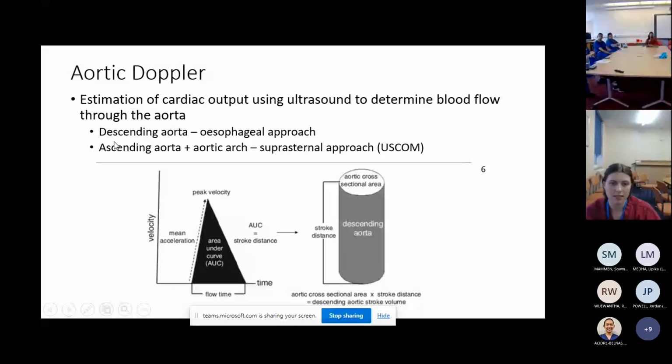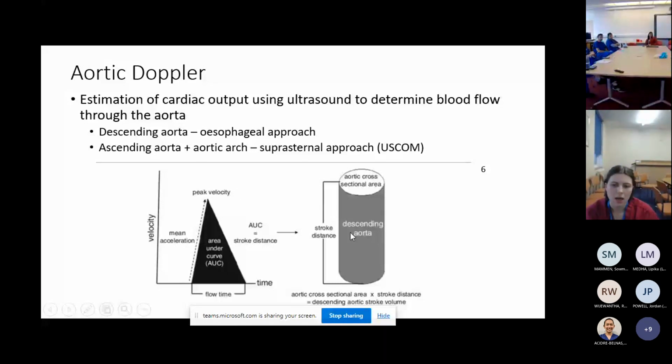So this is either measured in the descending aorta via an esophageal Doppler probe. That would have to go down by the side of an ET tube and rest in the esophagus, measuring the aortic flow. Or you can do it suprasternally, which I believe is the USCOM device, and that measures the ascending aorta and aortic arch. And this relies on the proportions of blood flow to the brain and the rest of the body being stable, which isn't always the case in your ITU patients.